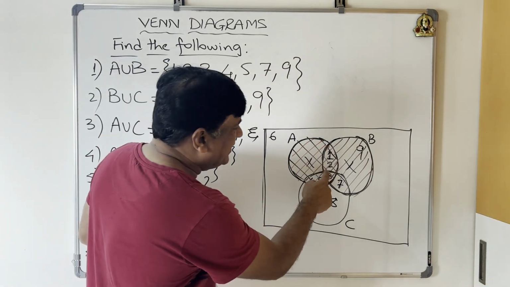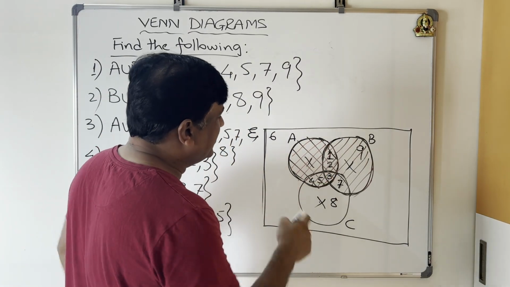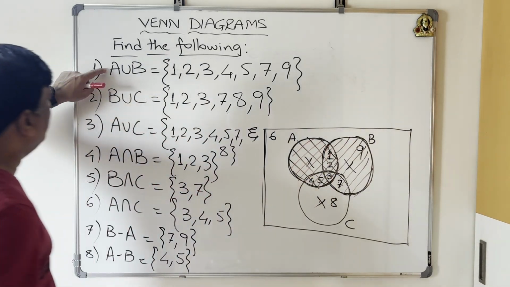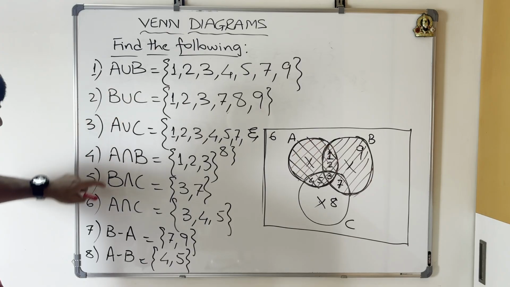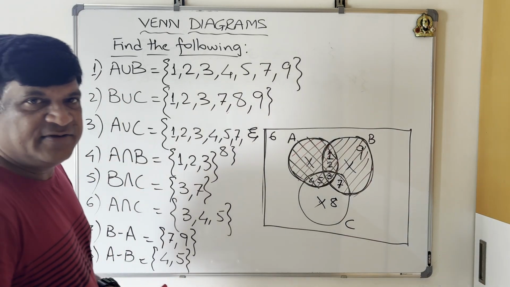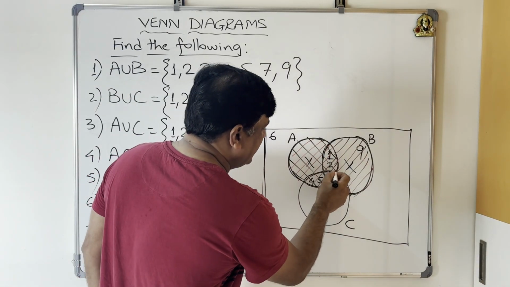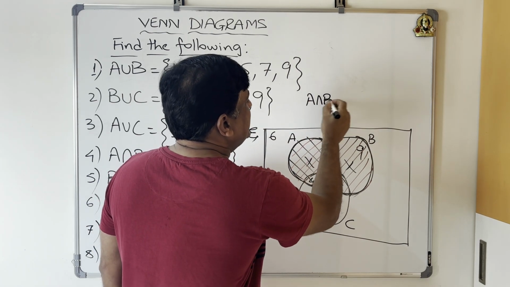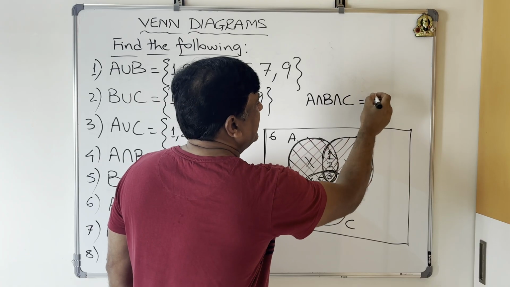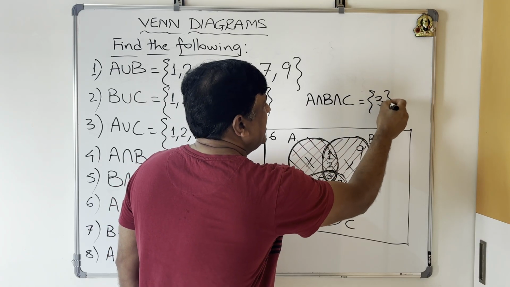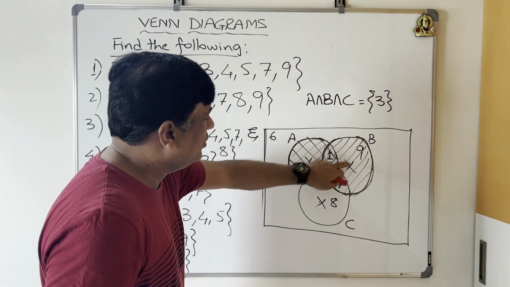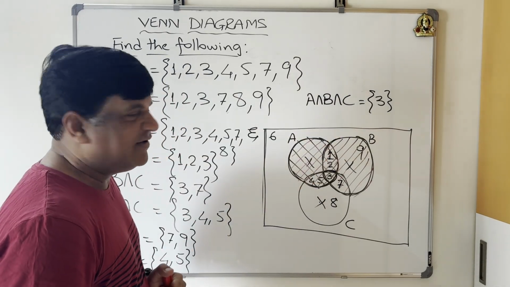Now, how do you write this one? The number 3. If they ask you to represent 3 in this form, how can you represent that? This 3 is nothing but A intersection B intersection C. Look at it. Because it is there in all the 3 sets. It resides in all the 3 sets. So that is what it is.